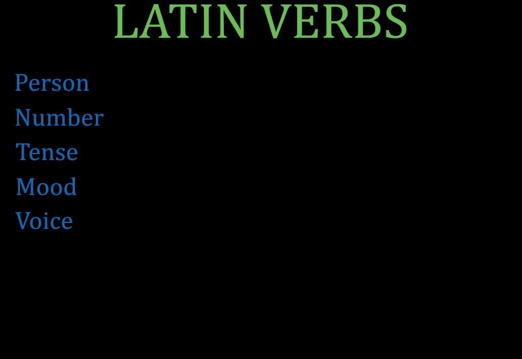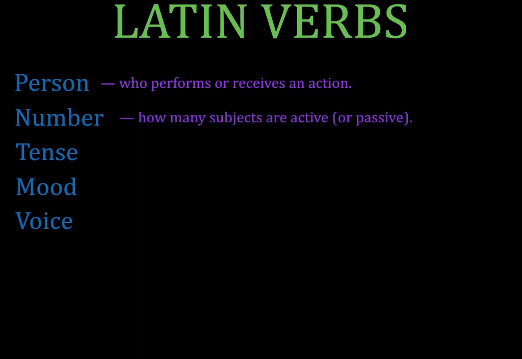Verbs possess an identifier to indicate from the speaker's perspective who performs or receives the action of the verb. We call this the verb's person. Moreover, verbs communicate how many subjects, either one or more, perform or are affected by the action. This label is their number.